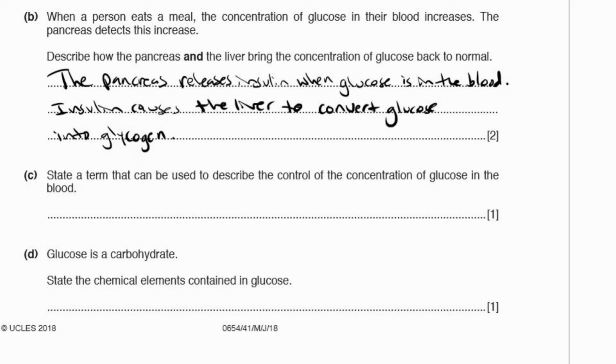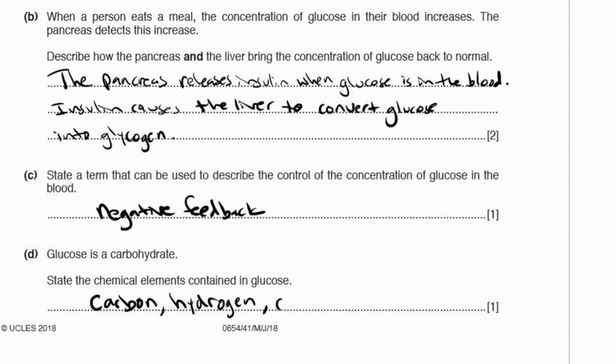C. State a term that can be used to describe the control of the concentration of glucose in the blood. So the control of it, that is called negative feedback. Okay, so when the concentration gets high, it's brought down low. When the concentration is low, it's brought up higher. And D. Glucose is a carbohydrate. State the chemical elements contained in glucose. Okay, so glucose contains carbon, hydrogen, and oxygen. And that is the end of this paper.